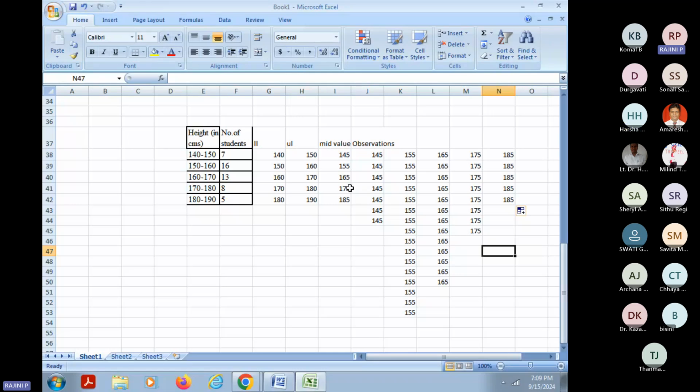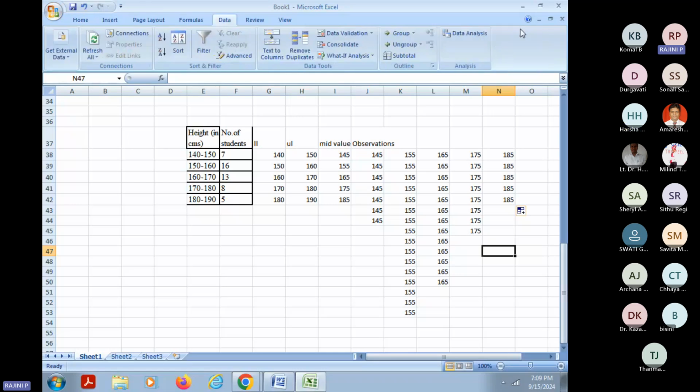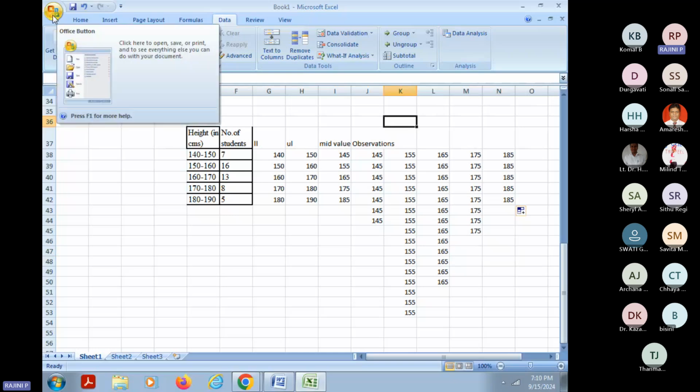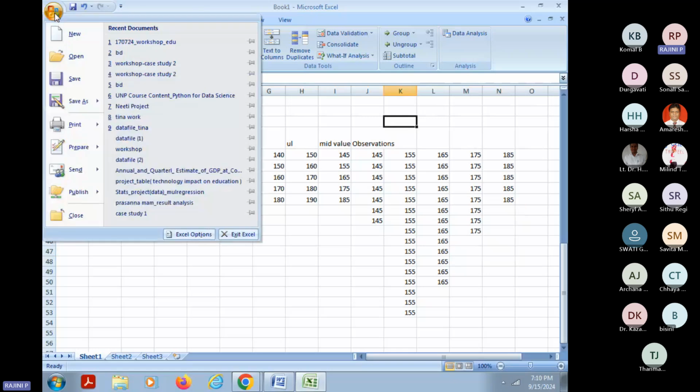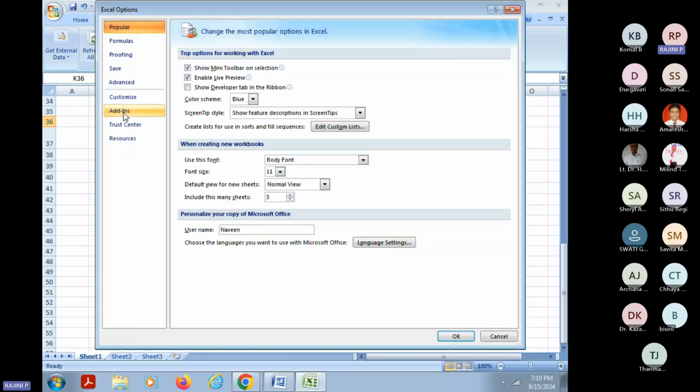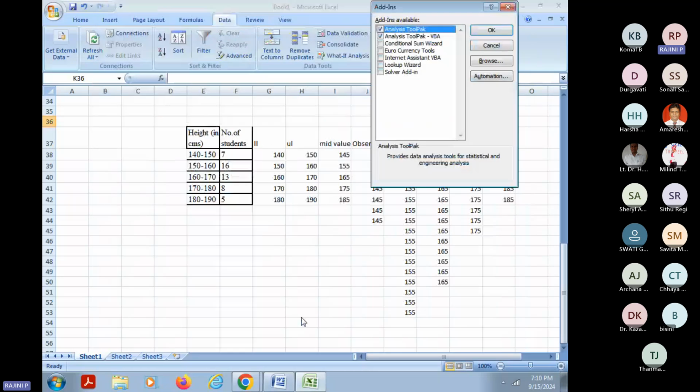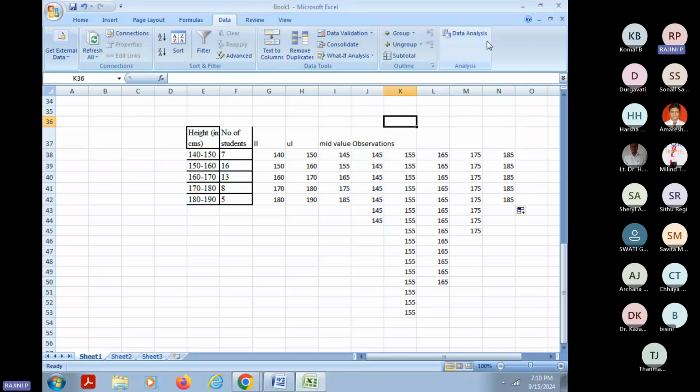Now after we do that, go to the data tab, then data analysis. If you're not finding the data analysis option, don't worry, you can install it. Click the Office button, then go to Excel options. Go to add-ins, click Go, and select the first two tool packs, then OK. You'll get data analysis in the data tab. If you still don't find it, just restart the system, and then data analysis will appear in the data tab.